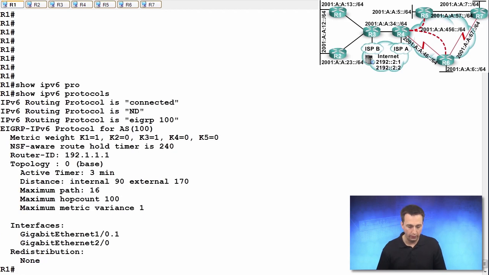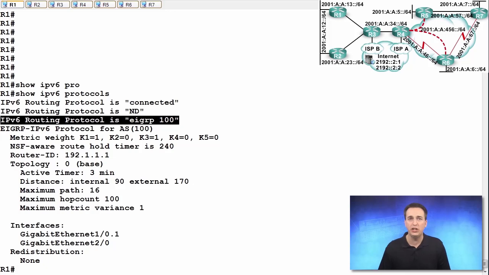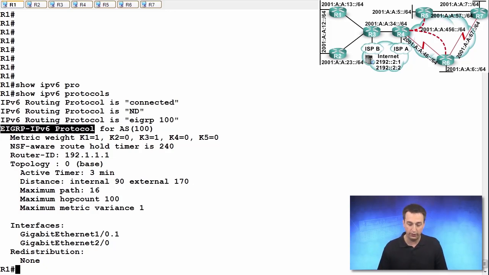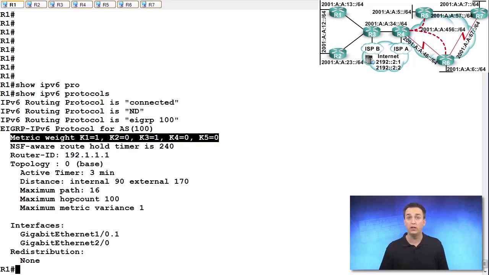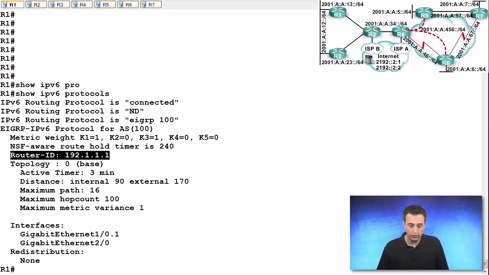And we can see that we are running the IPv6 routing protocol, and it is EIGRP autonomous system number 100, and it lists it for us twice. We can verify our K values, and these are the default K values for EIGRP, whether it's IPv4 or IPv6. We can see our router ID, 192.1.1.1 in this particular case.